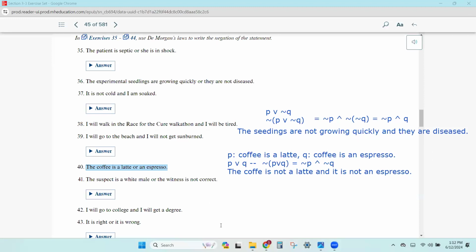Let's try one more. I'm kind of surprised that they started out with the harder one first. Because now down here, this one is the and. So let's look at the and one.